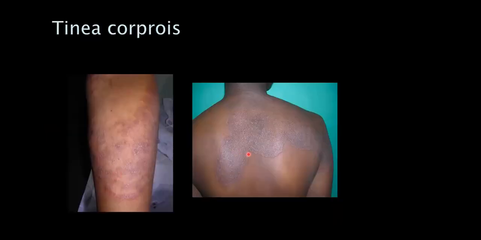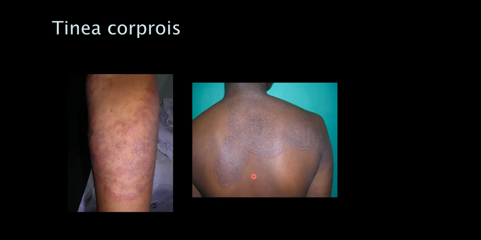Again, more images of tinea corporis. Some of the lesions can coalesce to cause erythroderma. Erythroderma is described as any kind of skin lesions presenting with erythema and scaling involving more than 90% body surface area.